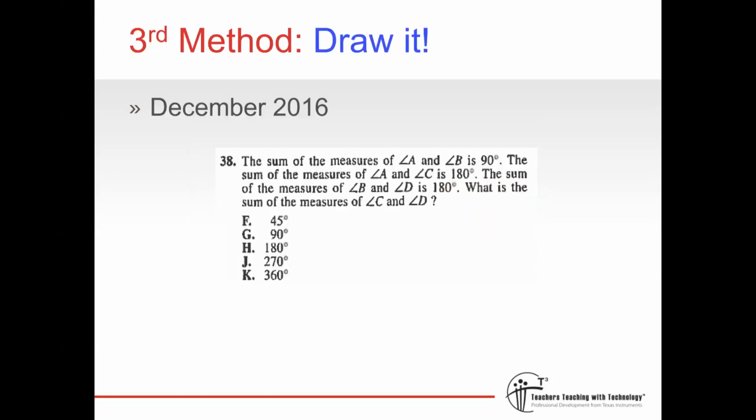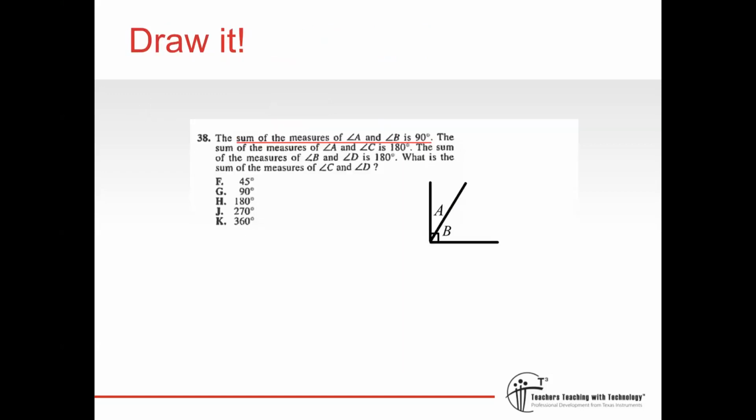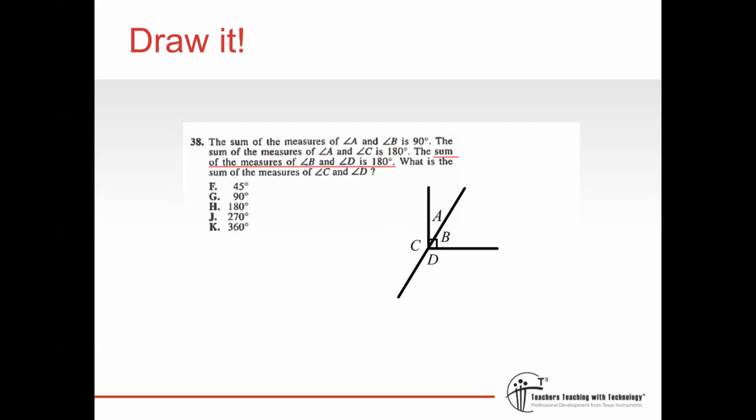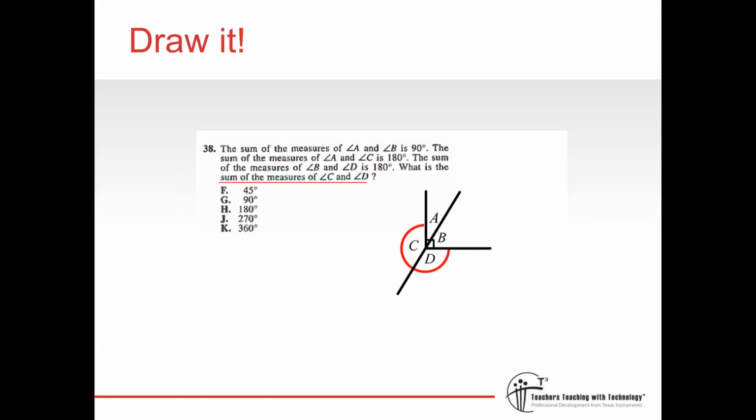Third one is draw it. I would have never thought of this, but I love this solution. A and B form a right angle. They're adjacent and form a right angle, let's say. I could extend out that side and get A and C to add up to 180, forming a straight angle, and B and D also forming a straight angle. And now if I measure C plus D, it's 3/4 of a circle, that's 270.